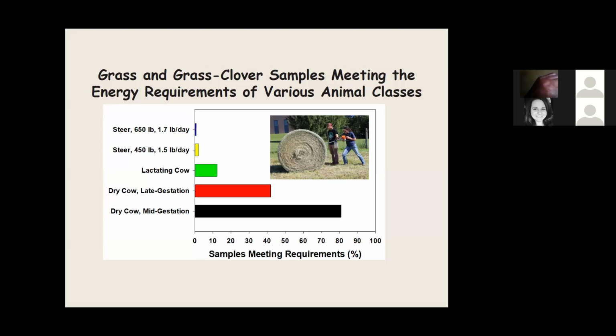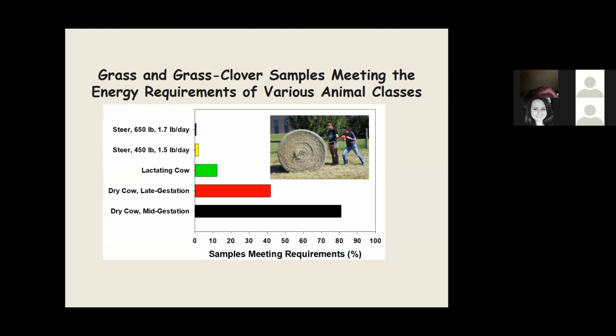Now we look at that dry cow in late gestation, we need to start providing nutrients for that growing calf, that last third of gestation. When the calf is developing quickly, we need to start increasing that nutrients available to the cow. Only 40% of those hay samples provided that nutrition that cow needed.